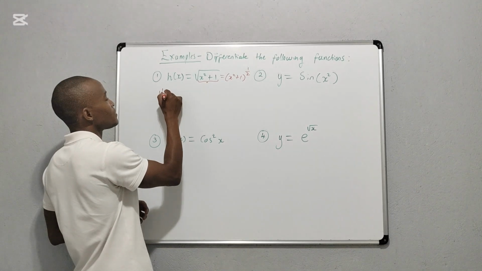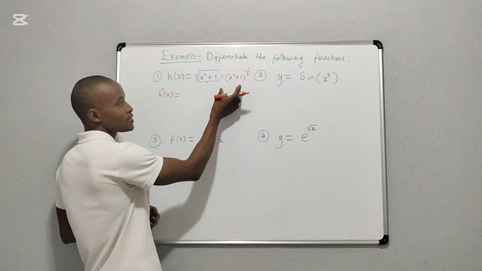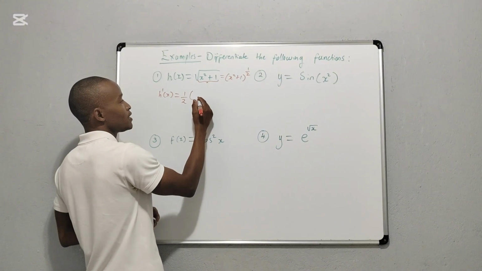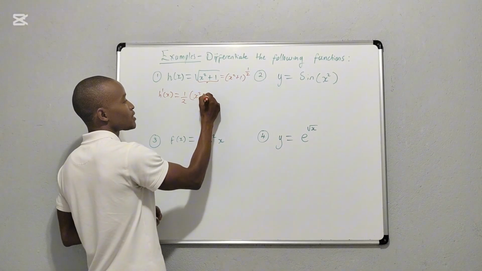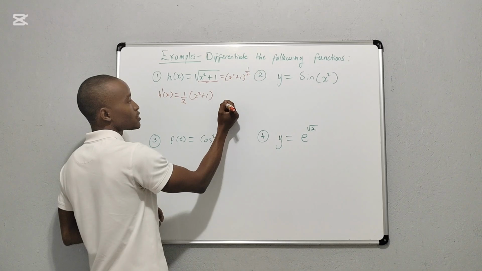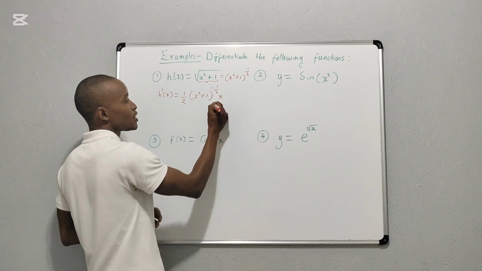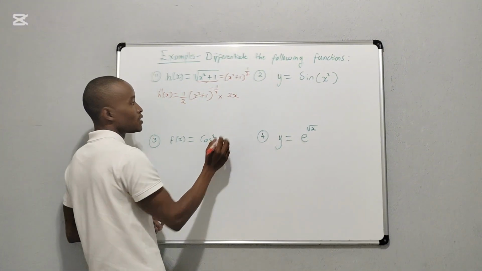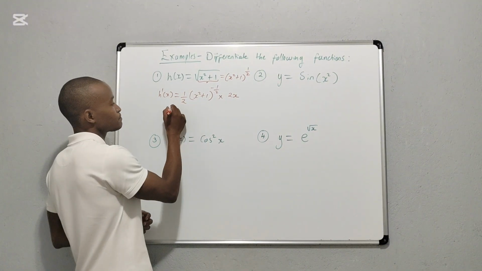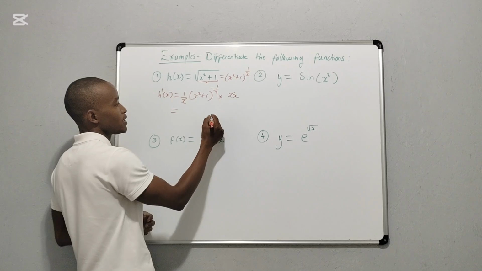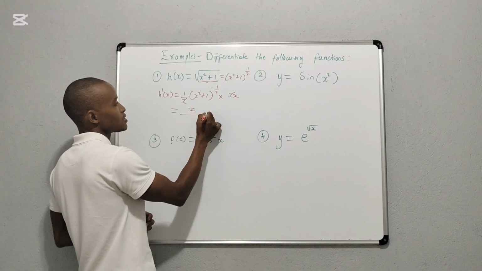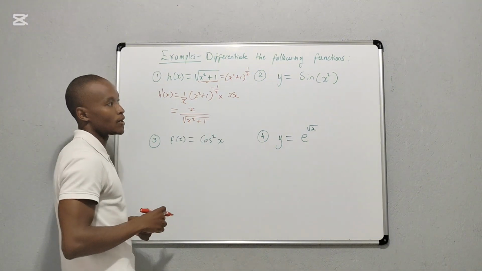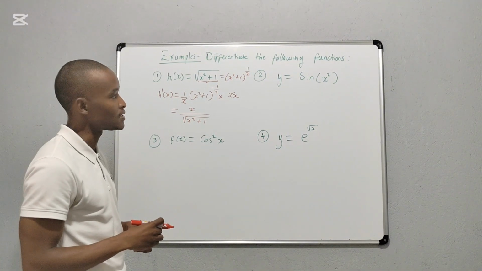Okay, so our outer function is a power function, right? Our inner function is also a power function, the polynomial x squared plus 1. So h prime of x, the derivative of the outer function, bring down the half. Keep the inner function, x squared plus 1, to the power half minus 1, which is negative half. We multiply this by the derivative of the inner function, which is 2x. Okay, if you clean up here, cancellation happens, and this will be x over the square root of x squared plus 1. Okay, nice and easy.